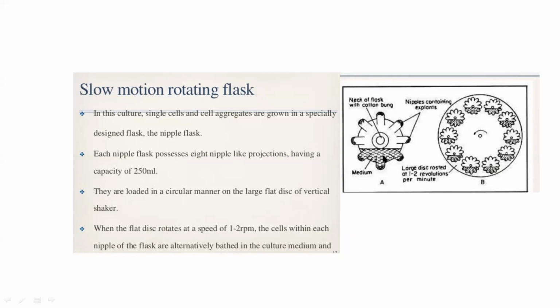So they are loaded in a circular manner and slowly rotated, at a speed of 1 to 2 rotations per minute, very slowly. The cells are actually coated with the explant. Explants are placed in the bottom of the tube-like projections, and the medium is rotated. When the whole nipple flask is rotated, the medium gets rotated, and each explant gets a specific quantity of the medium. So the rotation is very, very slow, so that every explant is bathed in the medium.